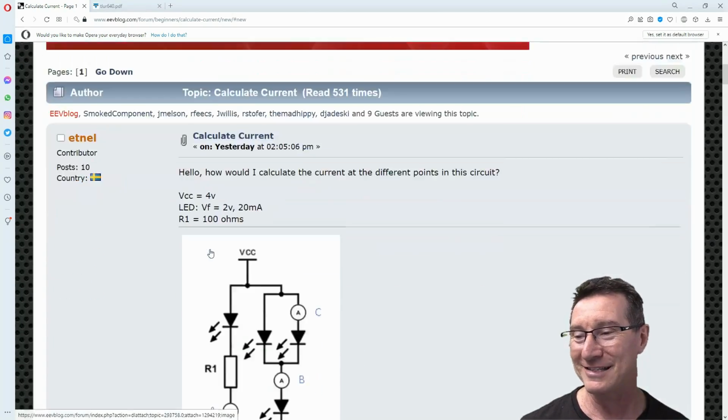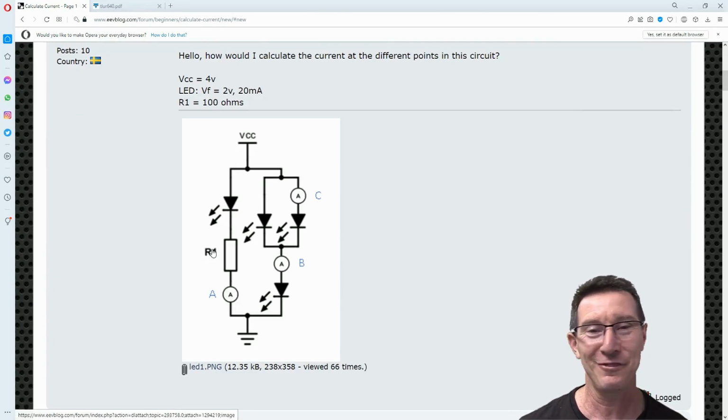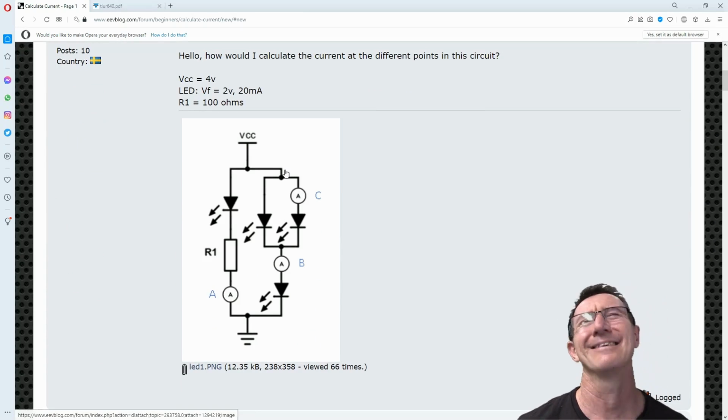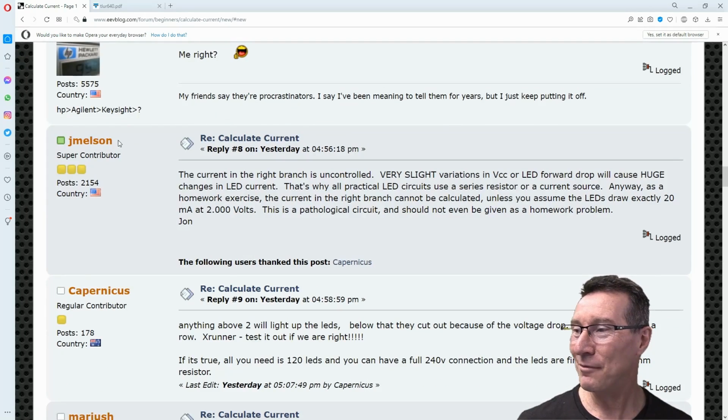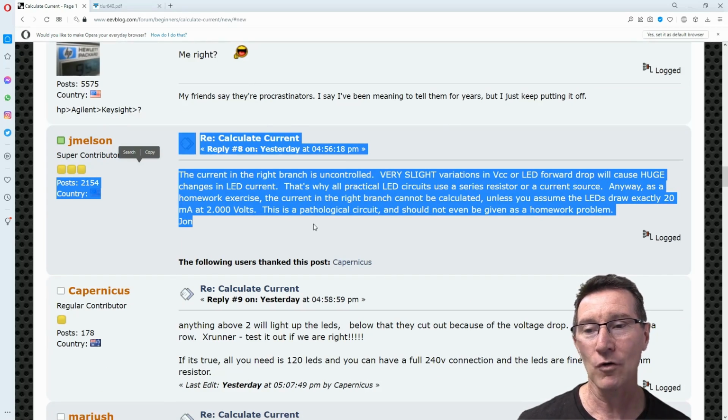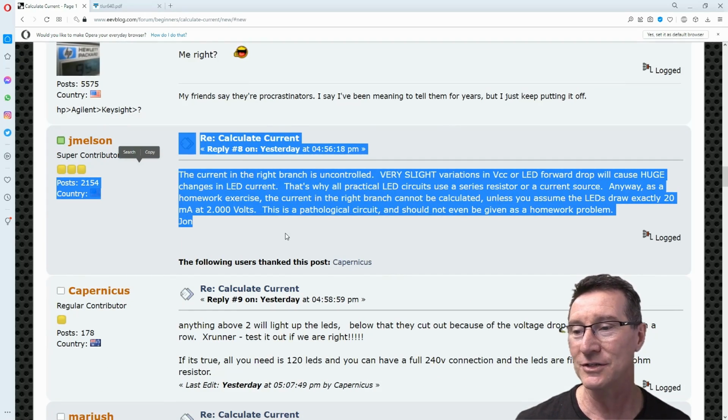Well, that's another sort of theoretical question. Oh God, I hate this question. This is dumb. But here's the point, as Jay Melson points out, the current in the right branch is uncontrolled. Very slight variations in VCC or LED forward voltage will cause huge changes in LED current. That's why all practical LED circuits use a series resistor or a current source.